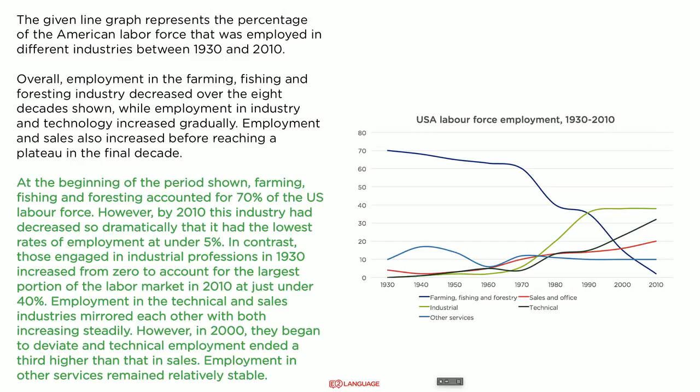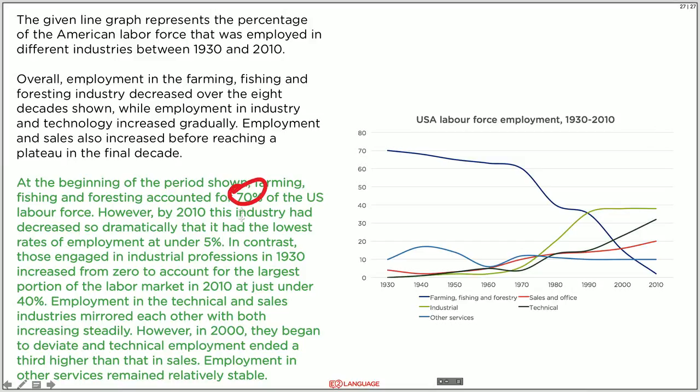Employment in the technical and sales industries mirrored each other, with both increasing steadily. However, in 2000, they began to deviate, and technical employment ended a third higher than that in sales. Employment in other services remained relatively stable. Nice. So I've dug deep. You can see that I haven't gone overboard with the statistics. I've used some statistics here. I've mentioned the years, how many times? 1, 2, 3, 4, 5 times, 4 or 5 times.